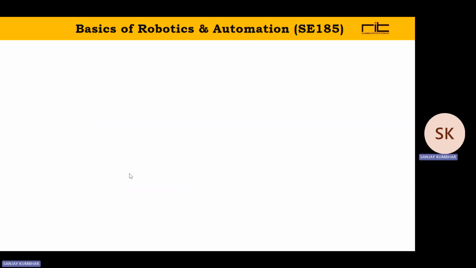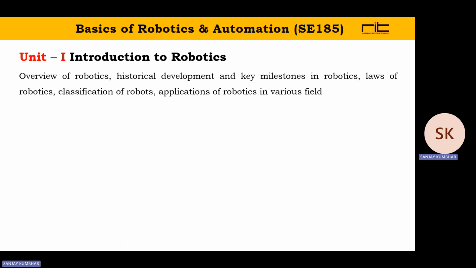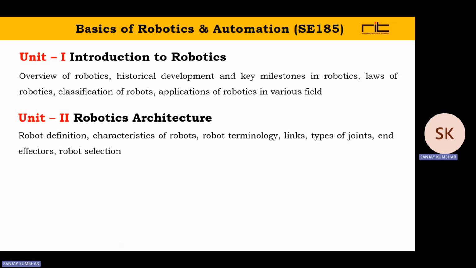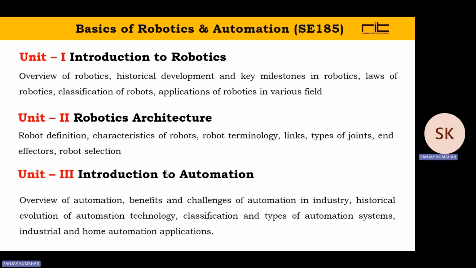Now, looking at the content of robotics and automation, there are 6 units. First unit is Introduction to Robotics, wherein you will see the overview of robotics, historical development, laws of robotics, classification, applications of robotics. Then second unit, Robotics Architecture: robot definition, characteristics of robot, terminology, types of joint, link, end effectors. Then third unit, Introduction to Automation. Here we will take the overview of automation, benefits and challenges of automation in industry, historical evolution of automation technology, classification and types of automation systems.